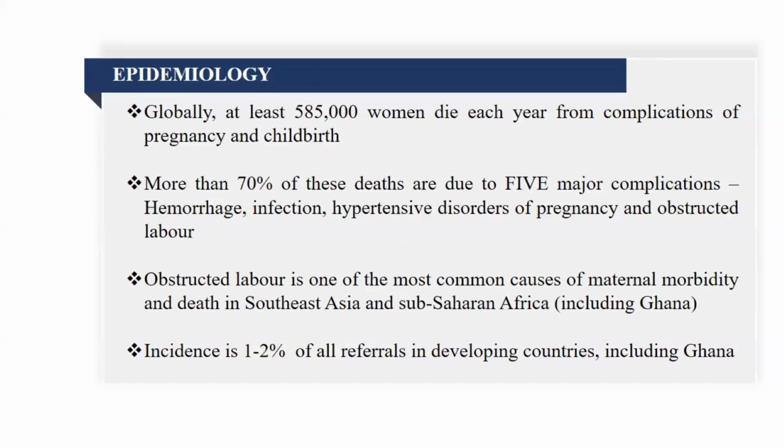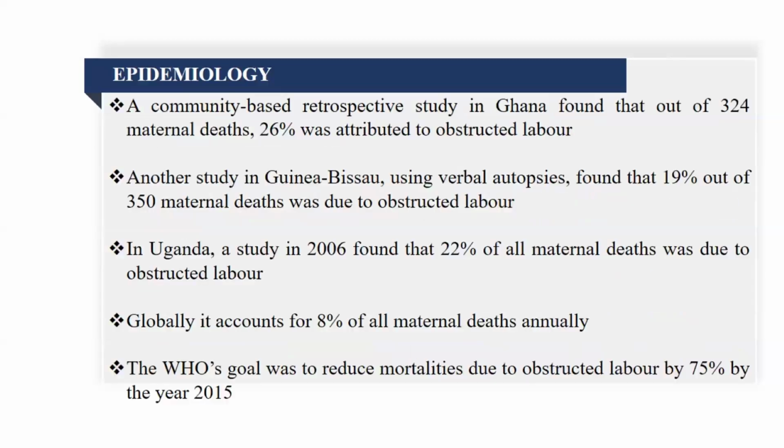Globally, at least 585,000 women die each year from complications of pregnancy and childbirth. More than 70% of these deaths are due to major complications, which are hemorrhage, infections, hypertensive disorders of pregnancy, and obstructed labor. Obstructed labor is one of the commonest causes of maternal morbidity and mortality in Southeast Asia and Sub-Saharan Africa, including Ghana. 1 to 2% of all referrals in developing countries, including Ghana, constitute obstructed labor.